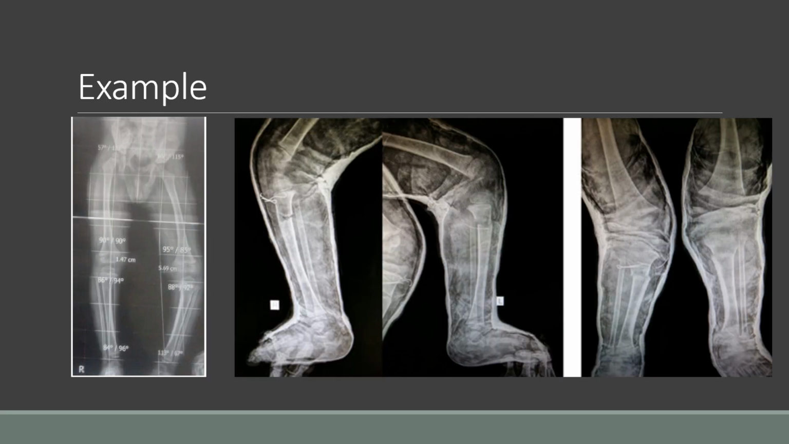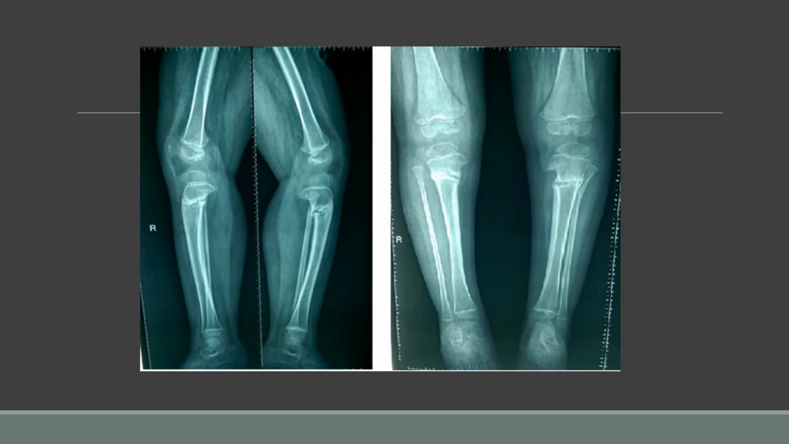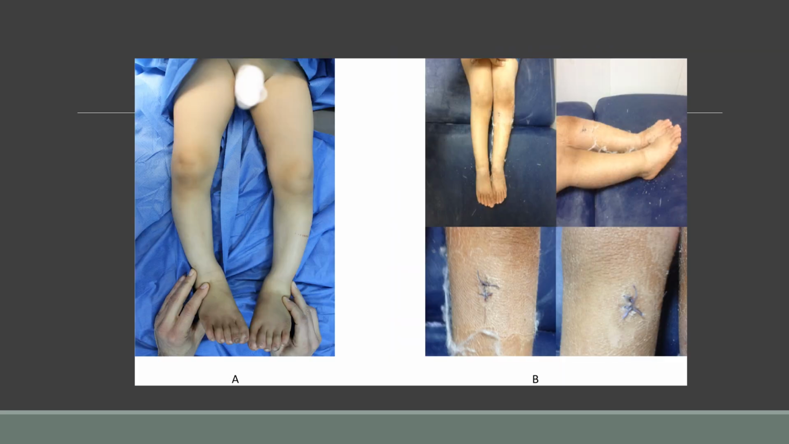An example is a 4-year-old girl who has bilateral genu varum that was treated by percutaneous low-energy osteotomy and casting. Here is the post-operative X-ray after removal of the cast after about 6 weeks. And this is the clinical appearance of the girl before the surgery and after removal of the cast.